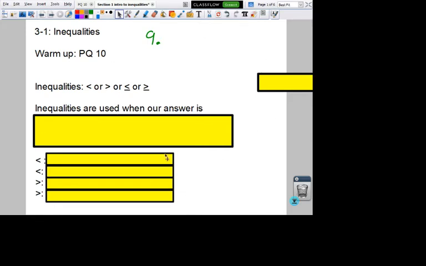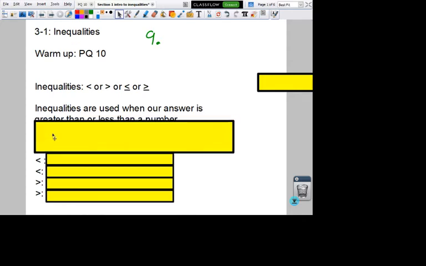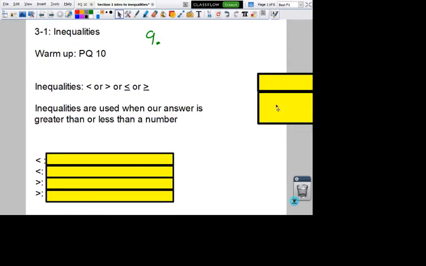Alright, so our inequalities are these less than or greater than things. We use inequalities when our answer is greater than or less than a number. In our last chapter, when we solved equations, all we did was get a single answer, like an x equals or a y equals, and there was just one number. For this chapter, our answers are a lot of different numbers, and they're all going to be bigger than or smaller than something else.